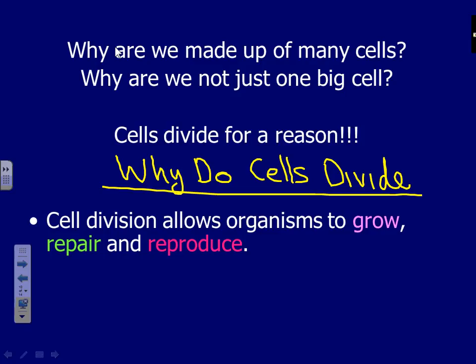You then can write this bullet right here. Cell division allows for organisms to grow, repair, and reproduce. And we're going to then write a little bit about each of those.